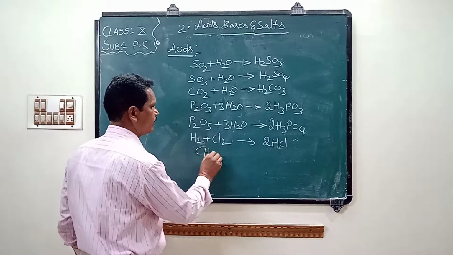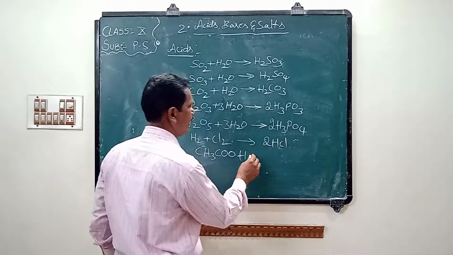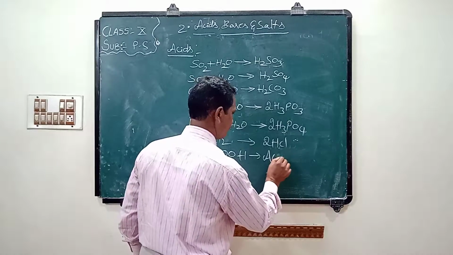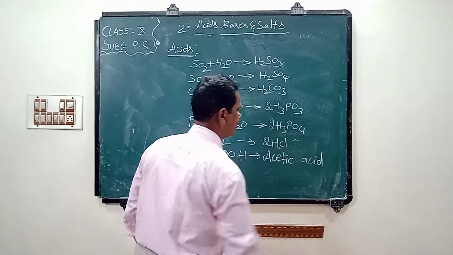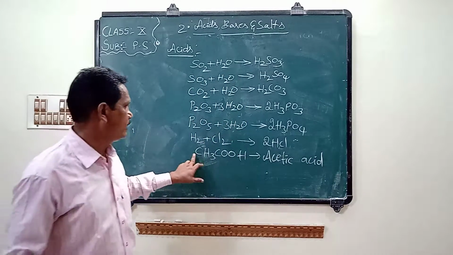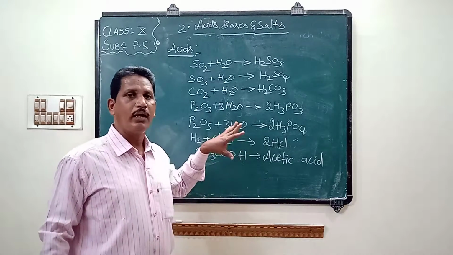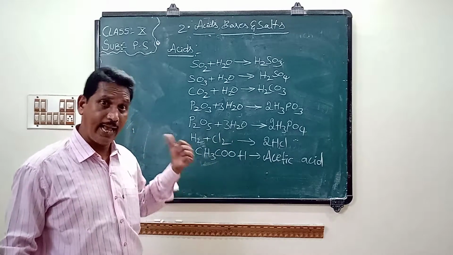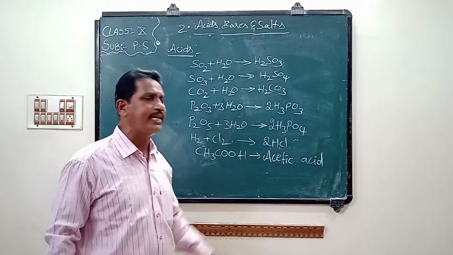CH3COOH. It is acetic acid, a weak acid. CH3 is a methyl group. COOH is a carboxylic acid group. So it is acetic acid.